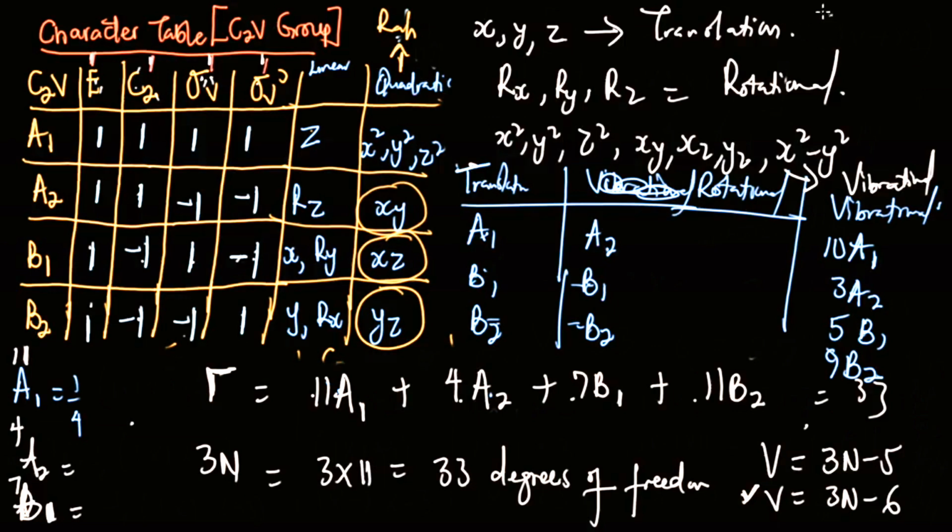So now let's look at infrared active. It's just like the values of the translational. So x, y, z here. So there's a z here, so A1 is infrared active. There's no x, no y, no z here, so A2 is infrared inactive. B1 is infrared active because it has x, and B2 is infrared active because it has y.